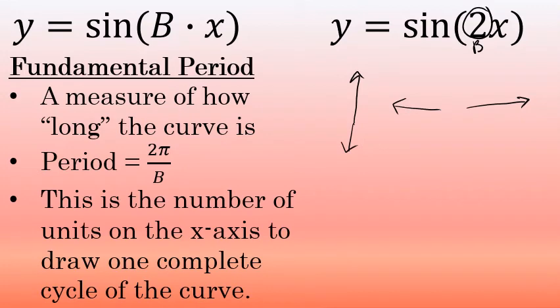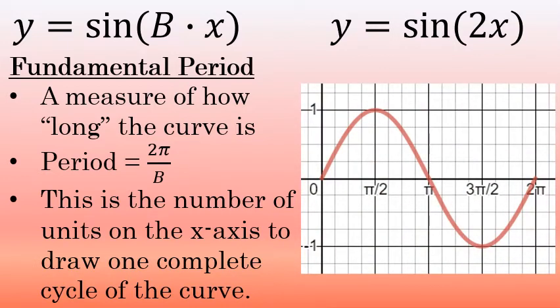Now, this value for the period, or the fundamental period, will give you the number of units on the x-axis that it will take to draw one complete cycle of the curve. Remember, the graph of y equals the sine of x looks like this. In this graph, the fundamental period is 2 pi radians, because it takes 2 pi units along the x-axis to complete one cycle of the curve.